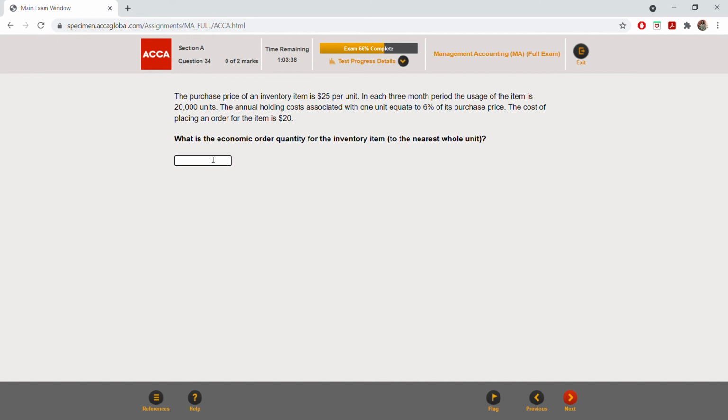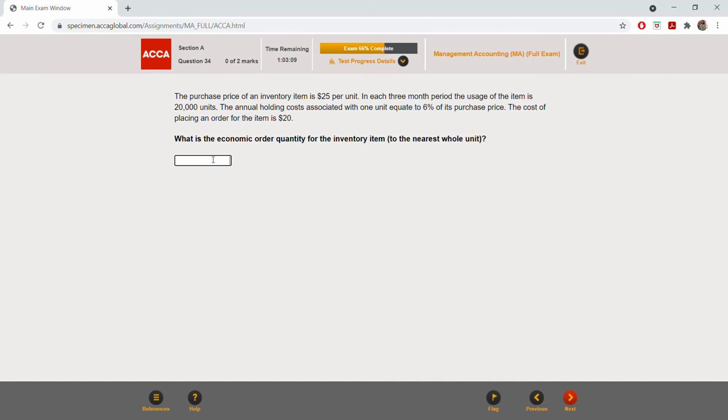Annual demand. It is annual demand because they told us in each 3-month period, so that means quarterly. For each 3 months, for one quarter, it is 20,000 units. Annual demand means for the 12 months. So you have to take 20,000 into 4 because there will be 4 quarters: 3 month, 3 month, 3 month, 3 month. So 20,000 into 4, which is 80,000. We are finding annual demand.